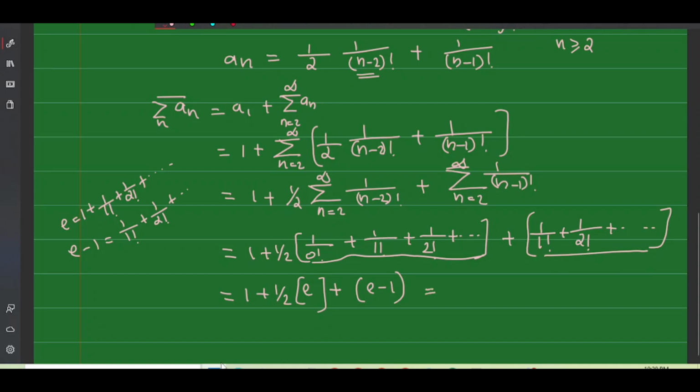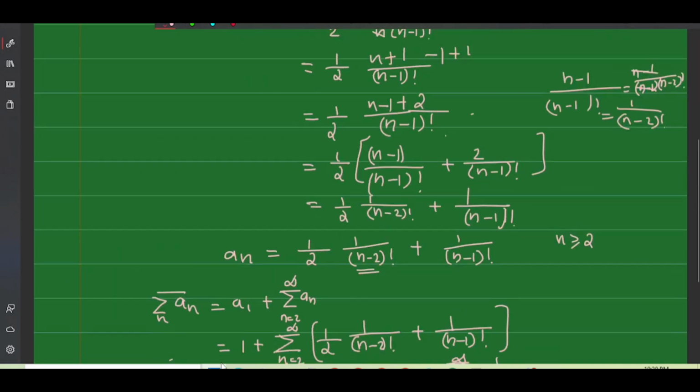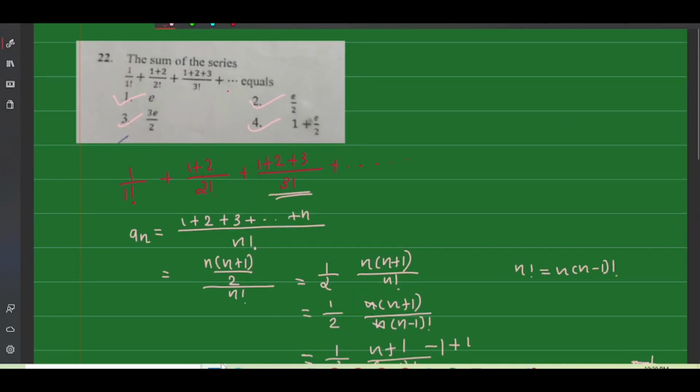So in total, this is equal to 1 plus 1 by 2 e plus e minus 1. Here 1 minus 1 is equal to 0, and 1 by 2 e plus e is equal to 3 by 2 into e. So the summation of the series is equal to 3e by 2. So the third one is the answer.